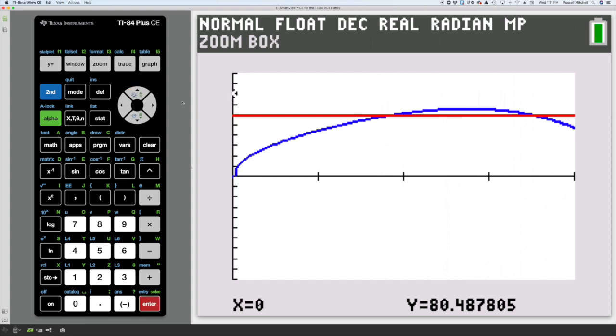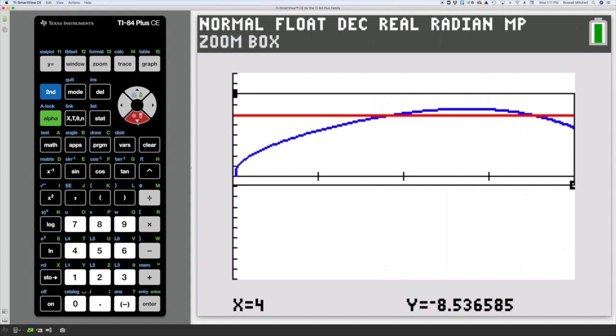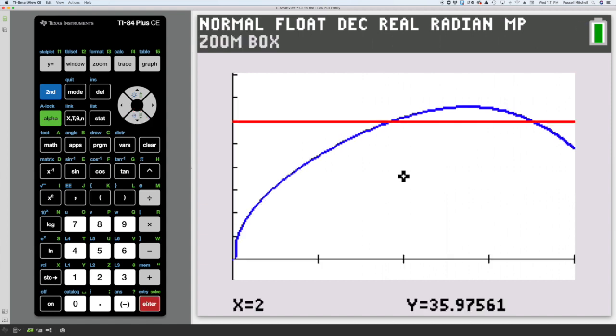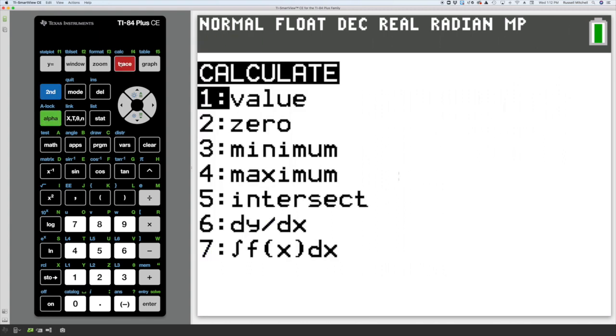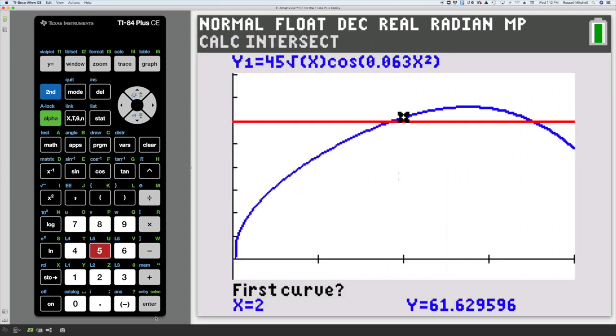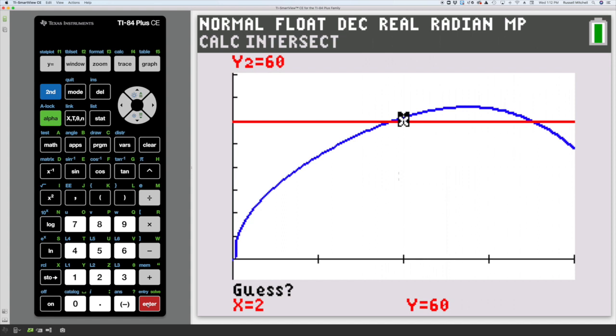I'm going to press enter and work my way across. That's probably even a little too high, but I don't want to take the time to adjust it again. So it's in between these two values, and this is where the velocity is 60. The velocity is 60 or greater from exactly this time value to this time value. Now we need to store these. We press second trace to get the calc menu, then number 5, and then enter, enter, and enter.